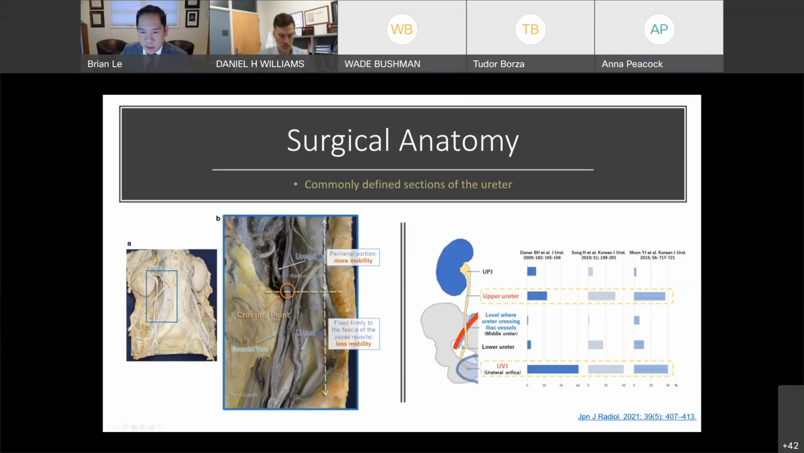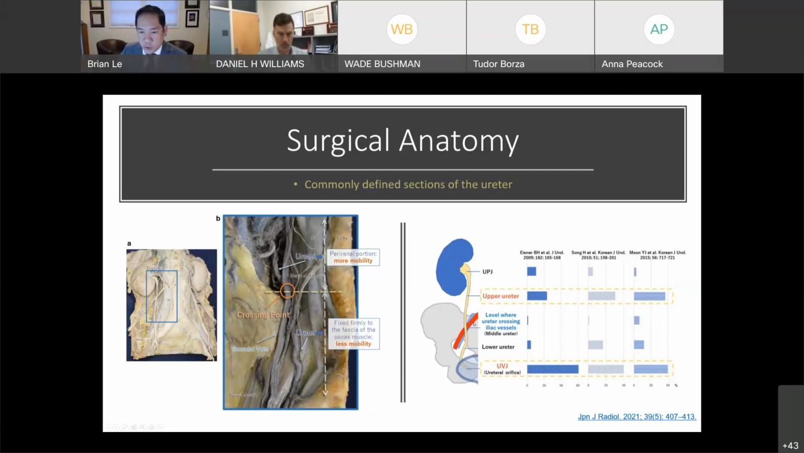This is just so that we're all on the same page, especially the trainees, that they'll refer to the upper ureter, the mid ureter, and the lower ureter. The upper ureter typically refers to the portion above the pelvic rim up to the level of the UPJ. The middle ureter typically refers to this section overlying the bony pelvis, and the lower ureter is the section below the bony pelvis. Now, that isn't the only way of describing different parts of the ureter.